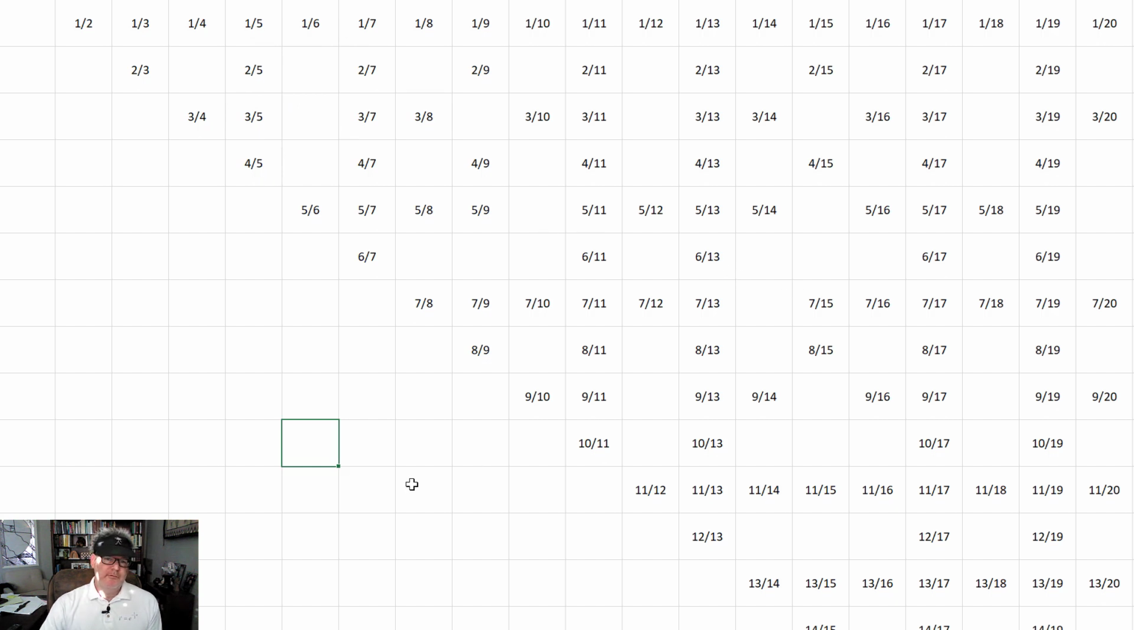And any fraction in the interval from 0 to 1, if you give it to me, I can find out where it would be in this list. You know, if I keep going forever, I'll get every fraction.